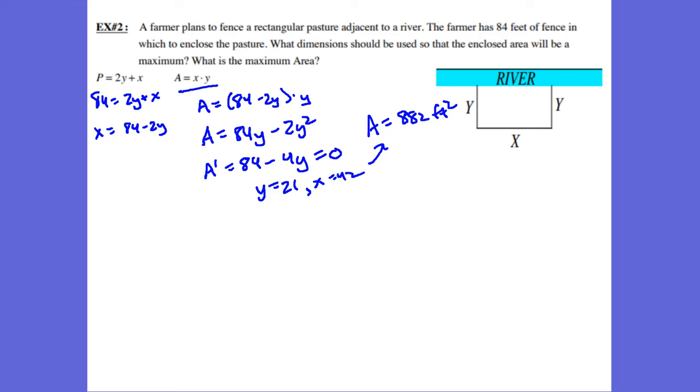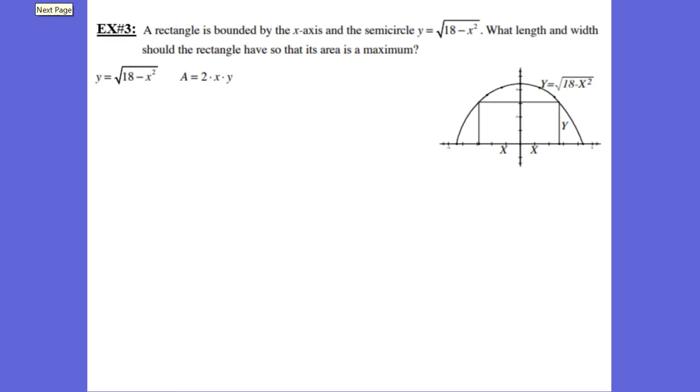Okay. One last optimization problem that we see every now and then, and this is where we have a parabola, we have a semicircle of y equals the square root of 18 minus x squared. We're trying to find a maximum rectangle in there. I have these two equations. You can see I'm going to plug one equation into the other, which means area equals 2x times the square root of 18 minus x squared.